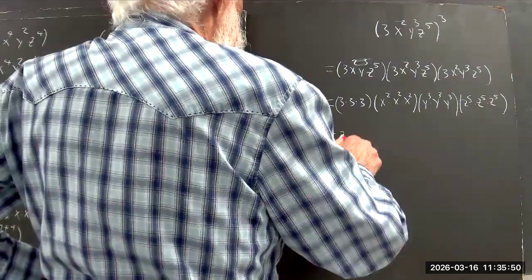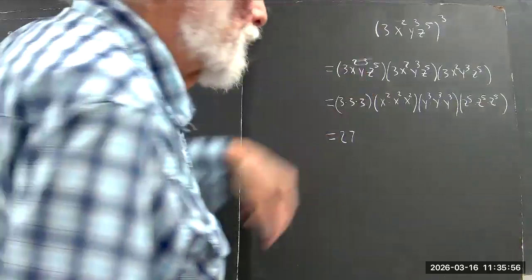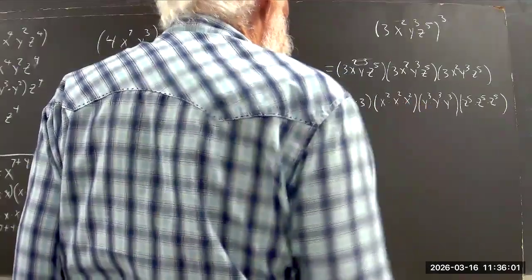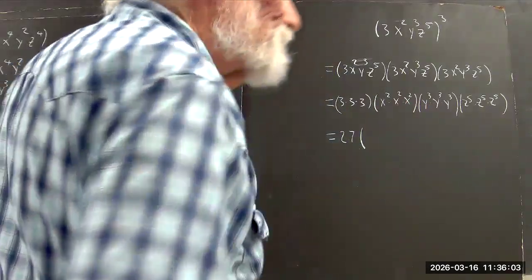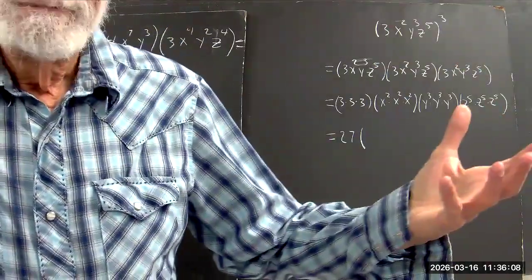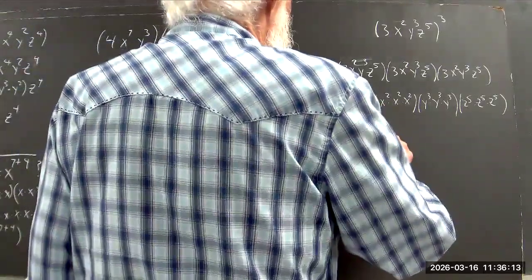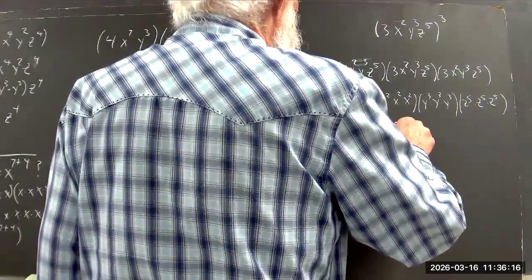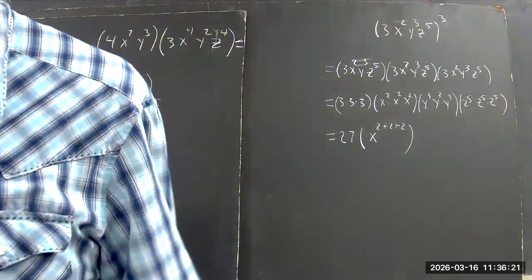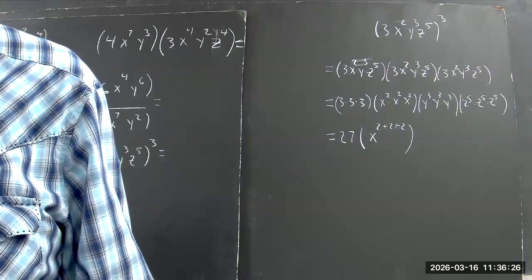3 times 3 times 3 is 27, because 3 times 3 is 9, and 3 times 9 is 27. Then x squared times x squared times x squared. Well, x squared times x squared is x to the 2 plus 2, right? And you multiply that by another x squared. Well, I'm going to just say it's x to the 2 plus 2 plus 2. It's just an extension of the rule that everybody seems to have used correctly on the first problem. Okay? Everybody okay with that? Nothing mysterious?